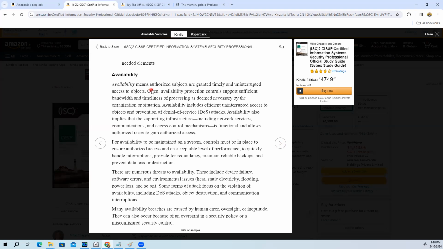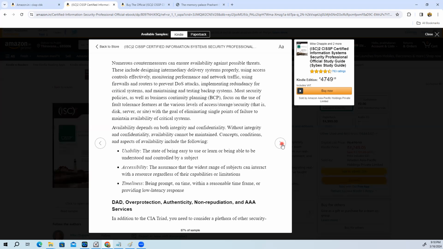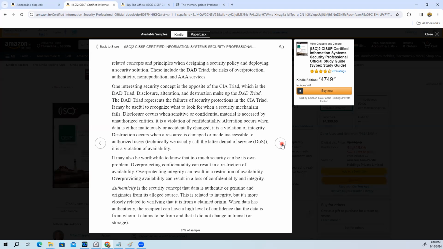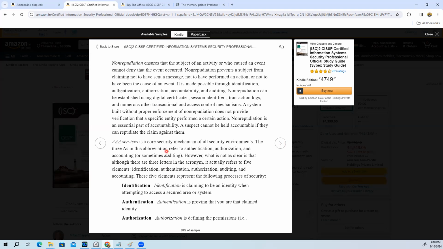Then third, we have availability. I don't need to read the entire thing, and I don't need to remember it all. Only focus on the key point: granted timely and uninterrupted access. Make a short note. So this is how you can make notes. Is it clear? When you're reading a CISSP book, instead of remembering the entire paragraph, read the paragraph at a high level.